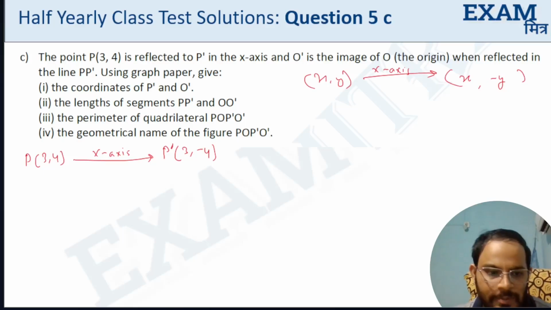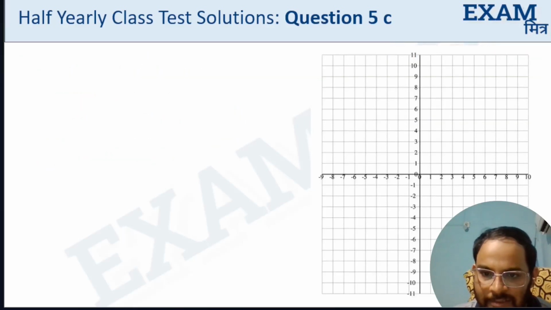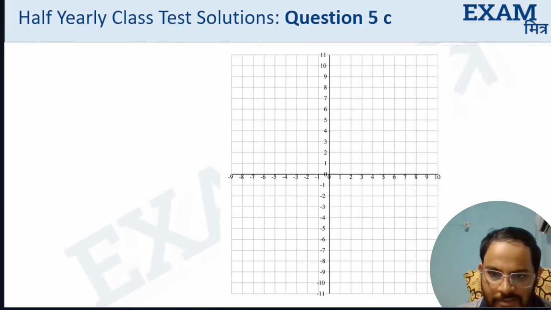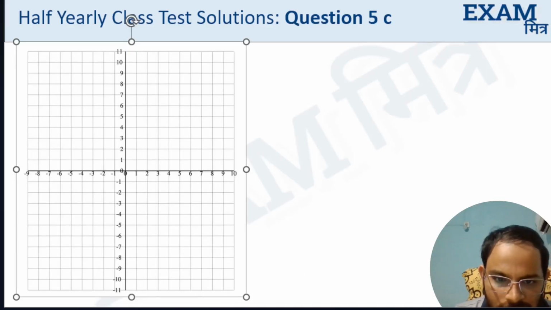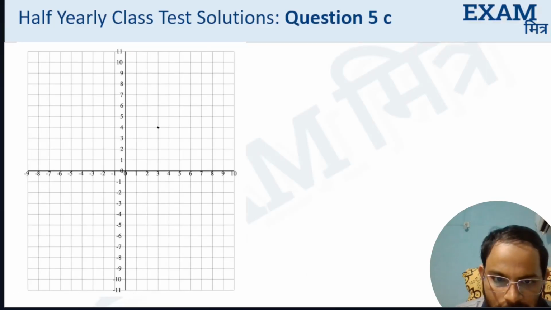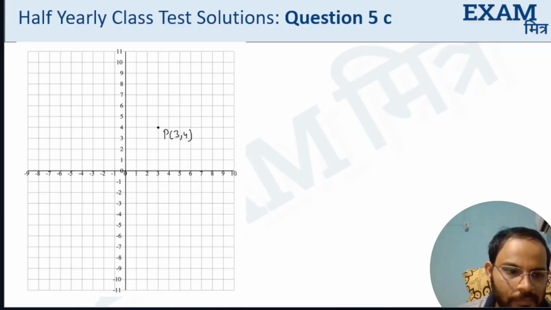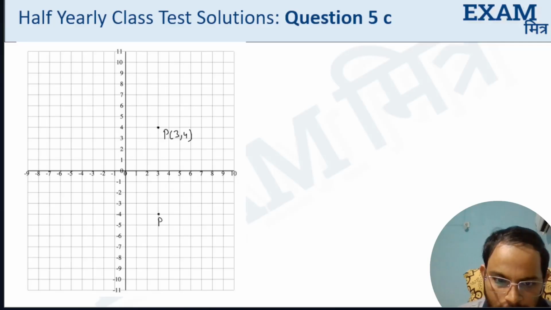Before that, let's see what is P dash. Come to this graph, you can see here. So where is 3 comma 4? This is 3 and this is 4. So this point is P, 3 comma 4, and P dash is 3 comma minus 4, reflected in the x-axis. So 3 and minus 4 is here, and this is P dash, that is 3 comma minus 4. This is the line P dash.